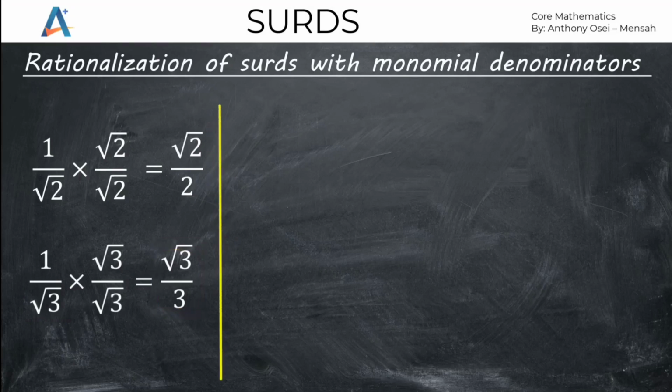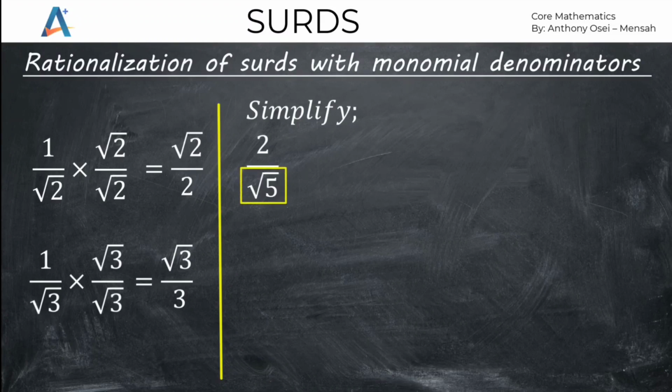Now this question reads, simplify 2 divided by root of 5. This is a fraction with a denominator as a surd, so it is not a rational fraction or a rational number. So we have to rationalize this since the denominator is a surd. Please don't forget that we are not just rationalizing because we think it is not rational. It is just because the denominator of this fraction is a surd, which is root 5. So we have to rationalize.